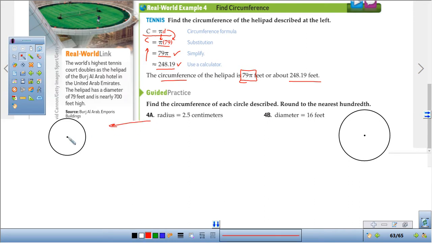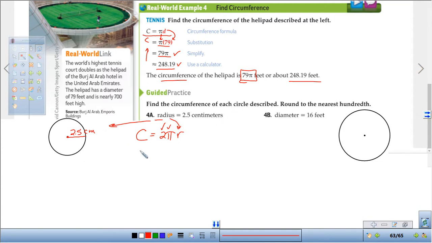Okay, so the radius, from here to here, is 2.5 centimeters. Find the circumference. Since they gave me the radius, guys, I'm going to use circumference is equal to 2 pi r. Okay, that's what I'm going to use. This is a number check. This is another number check, and this over here is a radius, and that's what they gave me. That's what I'm going to use.